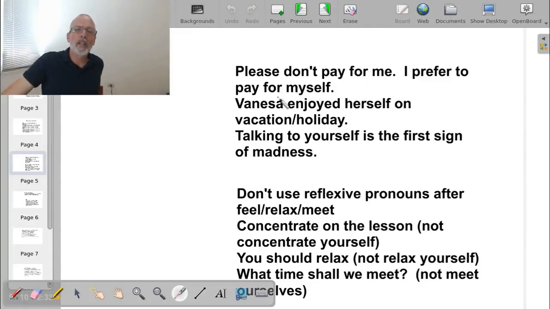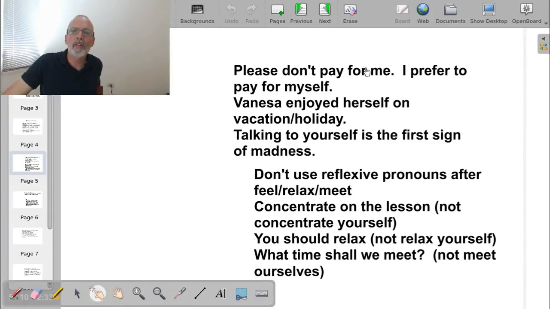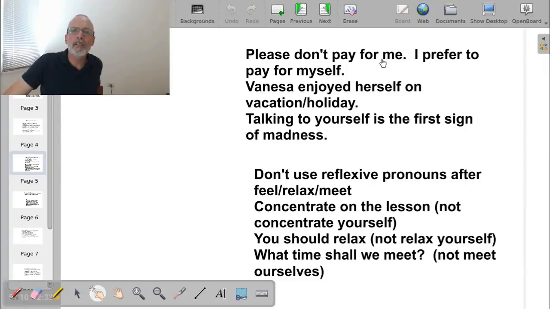Here I've got some more examples of reflexive pronouns. The first one is, please don't pay for me, I prefer to pay for myself. If somebody offered to pay for the cinema, or the movie theatre in American English, or offered to pay in the restaurant, you could say, no, please don't pay for me, I prefer to pay for myself. You don't say, I prefer to pay for me.